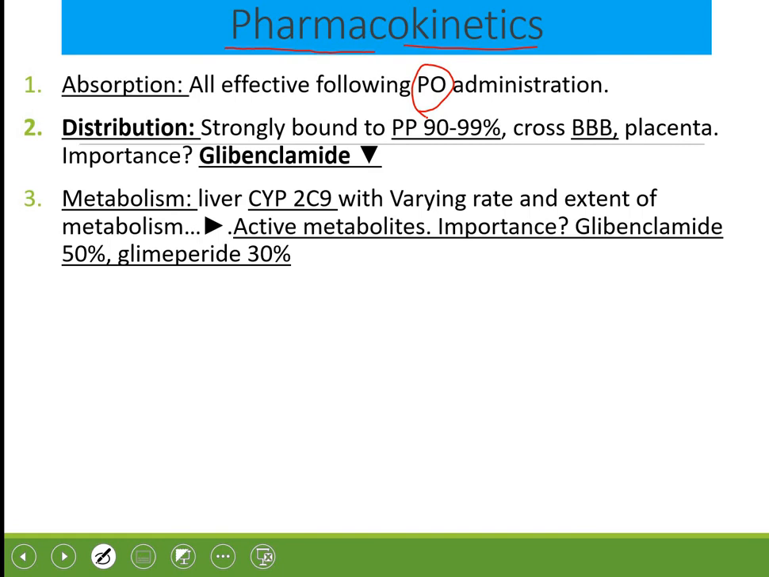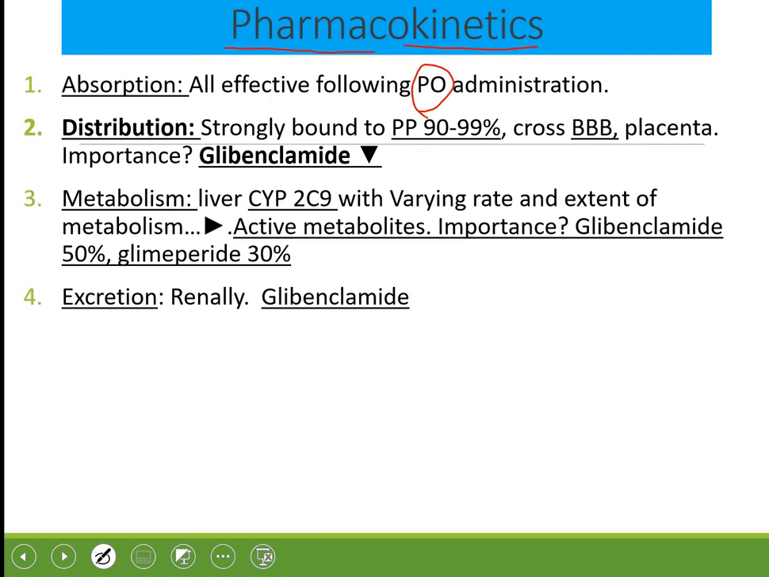Distribution: it is easily distributed, and its plasma protein binding is 90 to 99%, and it crosses the blood-brain barrier and the placenta. Therefore, they cannot be given to pregnant women. Glibenclamide is a drug that can be considered, especially regarded as safe because of evidence-based practice of medicine.